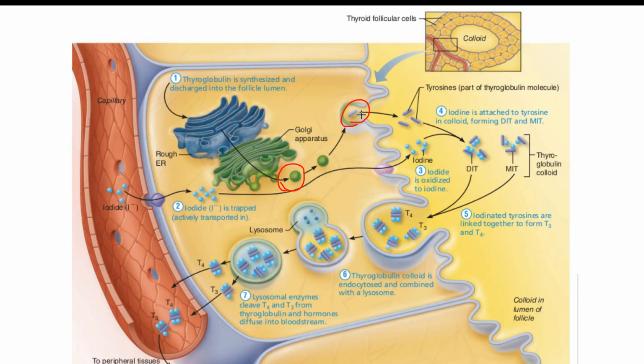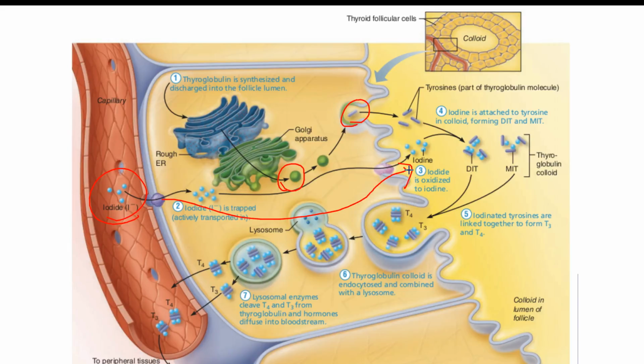In order to produce the functional iodinated hormones, the follicular cells must accumulate iodides, or anions of iodine, from the blood. This trapping depends on a form of active transport. Once trapped in the follicular cell, iodide then moves into the lumen by facilitated diffusion.